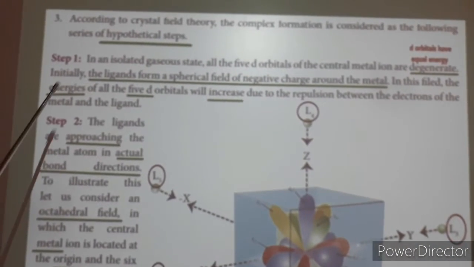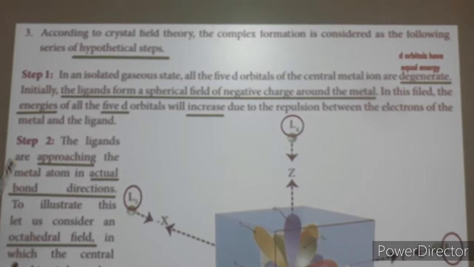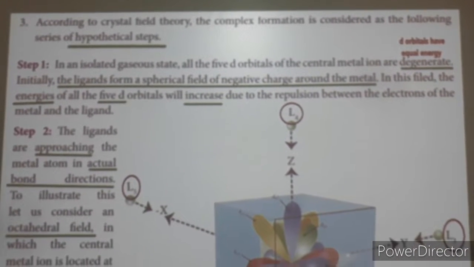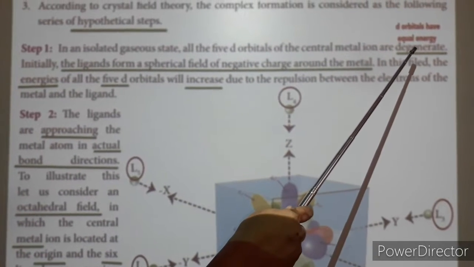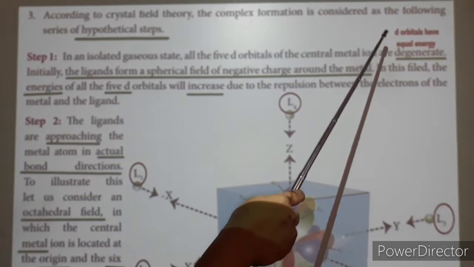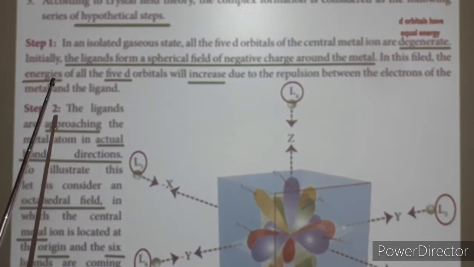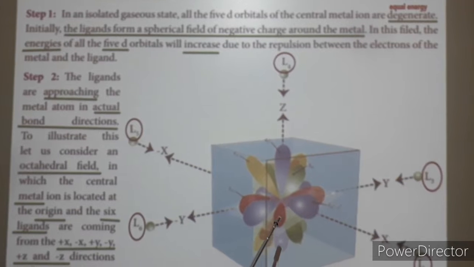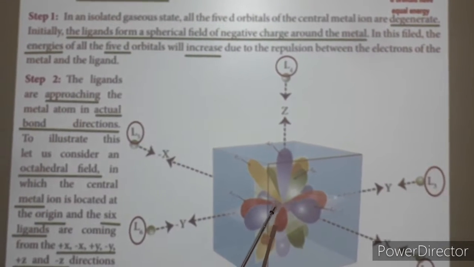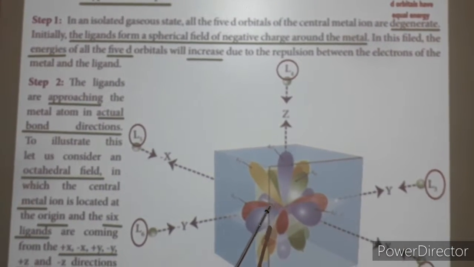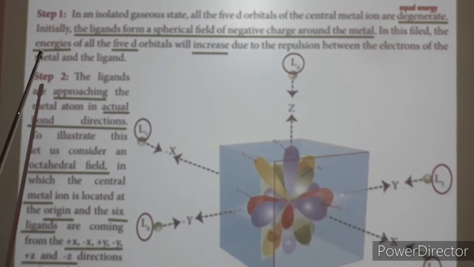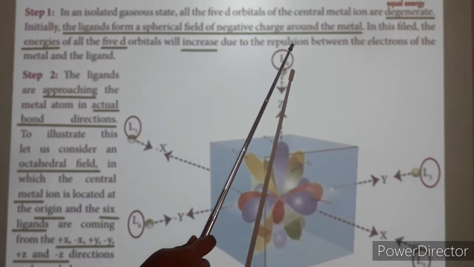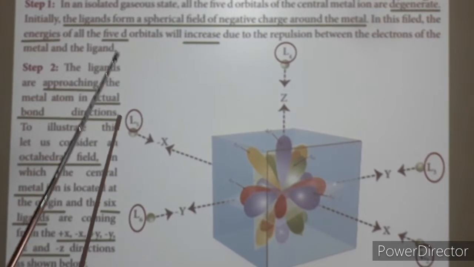In this third step, this is a hypothetical step, that is, an imaginary step. Now see the d orbitals, before splitting, they are degenerate. What is degenerate? D orbitals having equal energy. The ligands form a spherical field. Now these are the ligands. They form the spherical field around the metal. The metal is present inside, that is the origin. Origin means 0. Now in this field, the energy of the 5 d orbitals slowly increases and there is a repulsion between the electrons of the metal and the ligand.